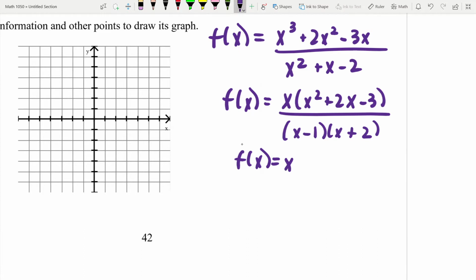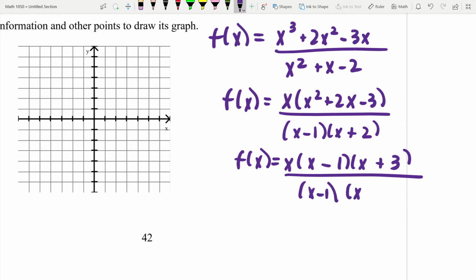So it's going to be x. The x to 2nd goes to an x and an x. The 3 goes to a 3 and a 1. Signs are different. Biggest is a positive. The bottom is x minus 1 times x plus 2. Try to remember step 2 on the paper. What is it? Domain. Do I need to do that? I don't need to do it. What is step 3 on the paper?